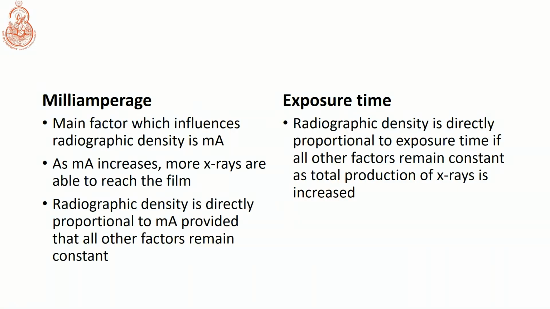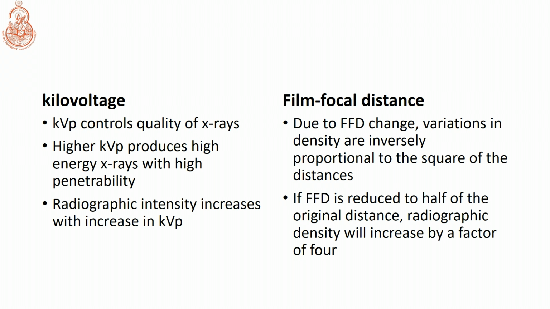The next is the exposure time. The radiographic density is directly proportional to the exposure time if all other factors remain constant, as total production of X-rays is increased. Which means that when the time is increased, the number of X-ray photons being produced is going to be huge, and those X-ray photons which hit the cassette or the receiver are going to increase, and we are going to get a more dense radiograph.